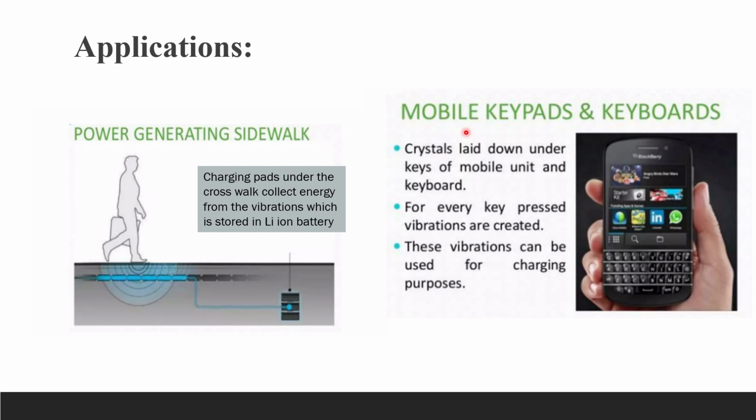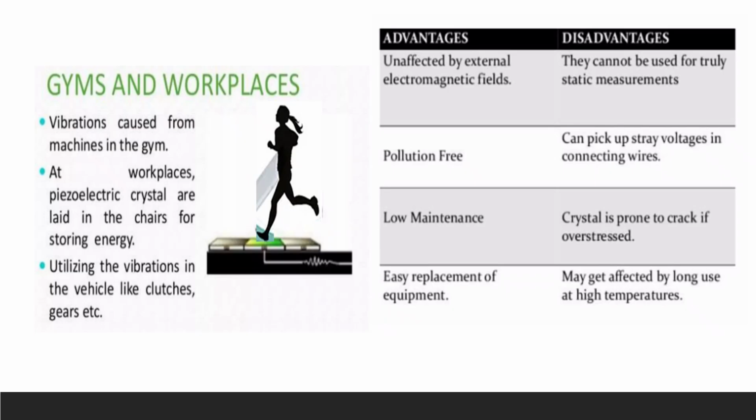The other side, in the mobile keypad and keyboards, you can install this. Whenever we give a pressure, what happens? This energy is produced and can be stored in a battery, lithium battery. It can also be laid in gyms and workplaces. So vibrations on the gym machines while you're walking on the treadmill, so you can store that energy. In the workplace, in the chairs, you can lay this down for storing the energy. And in the vehicles, you can have it on clutches and gearboxes.